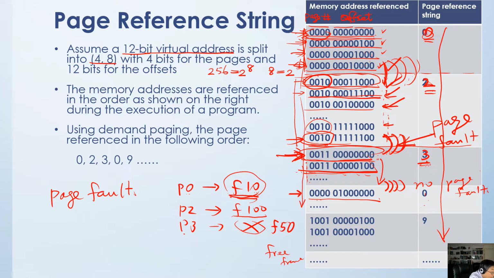Remember, that's the hope, because it's not guaranteed. We hope that there's no page fault because page 0 is already mapped. But you never know, because maybe the previous page fault may actually find out, okay, I want to remove page 0 from frame number 10.